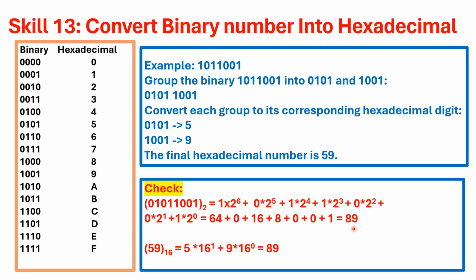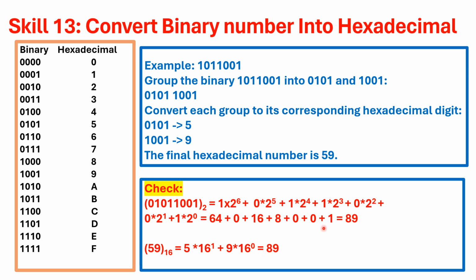Similarly, we again convert the hexadecimal number into decimal, and our hexadecimal number is 59, where the base is 16. So we start from 0 and 1: 5 multiplied by 16 power 1, and 9 multiplied by 16 power 0. 16 power 1 is 16, 16 multiplied by 5 is 80, and 16 power 0 is 1, 1 multiplied by 9 is 9, so 80 plus 9 is 89.